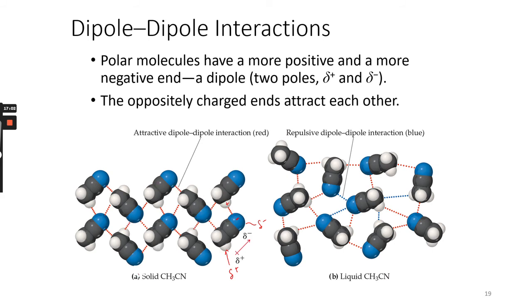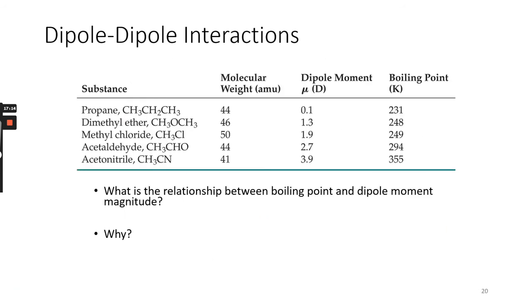The red dotted lines are your dipole-dipole. If for some reason your two negative sides come close to each other, they're going to repel each other. The opposite ends attract each other. Opposites attract. So, dipole-dipole interactions.